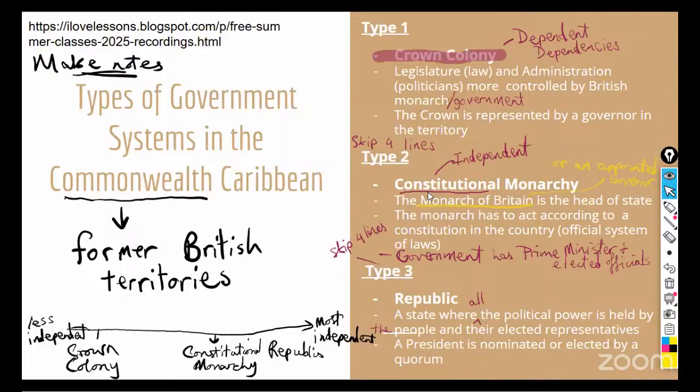Then you have a head of government. And the head of government is the person that oversees the day-to-day role of the party in power. They have a function in parliament, they shape the ministries, they do all the things that we've seen our prime ministers doing. And so republics have a prime minister and constitutional monarchies also have a prime minister. Government has prime minister and elected officials. So this is the head of government, right?